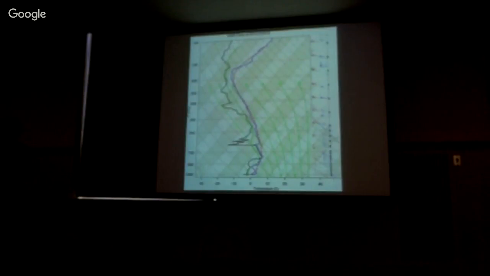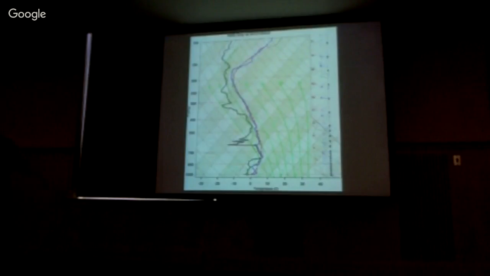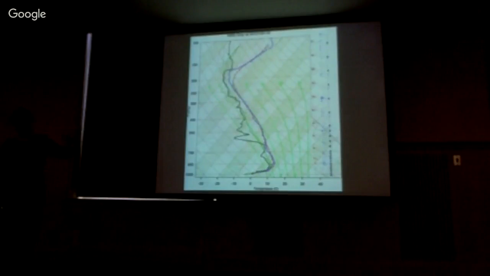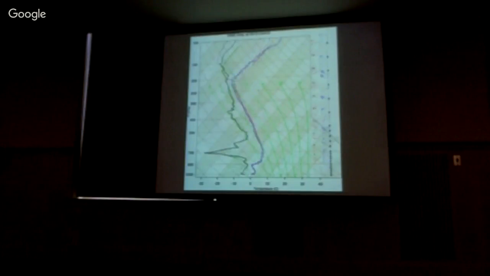So now let's look at some results. This is what's called a skew T log P diagram. So we have pressure as a coordinate here, and then temperature is skewed diagonally. And I'm comparing the model profile, which is red for the temperature and green for dew point, to observed values of temperature and dew point, which are in blue and black.